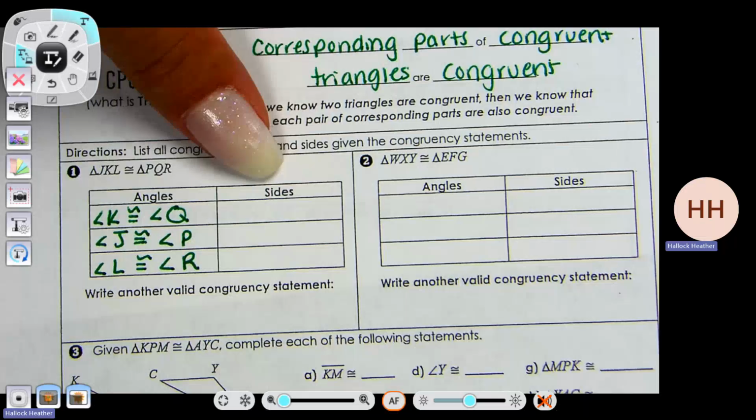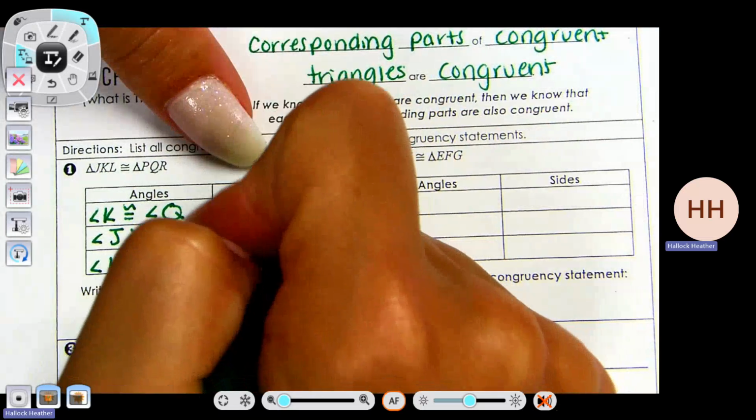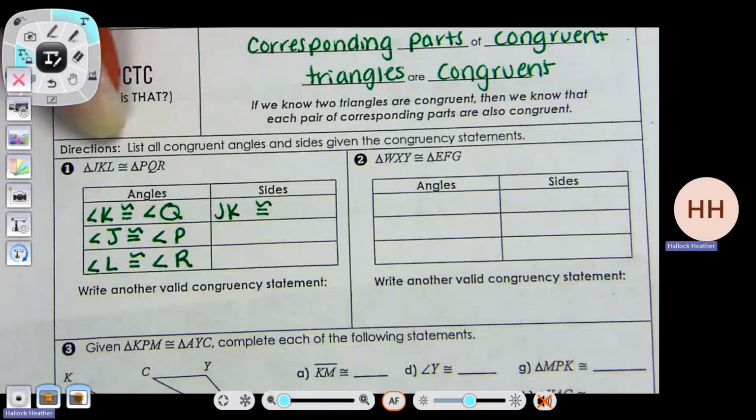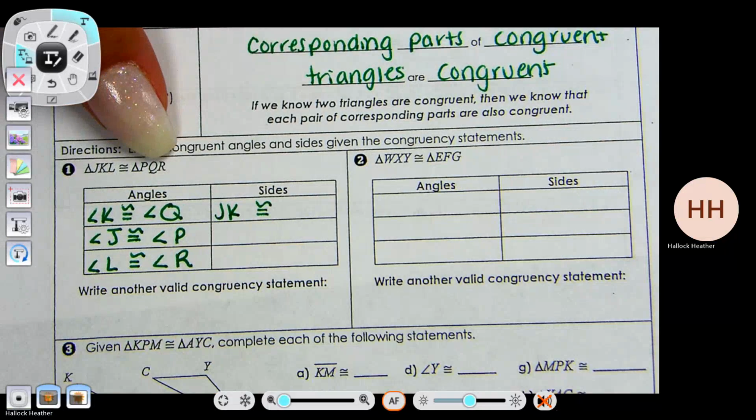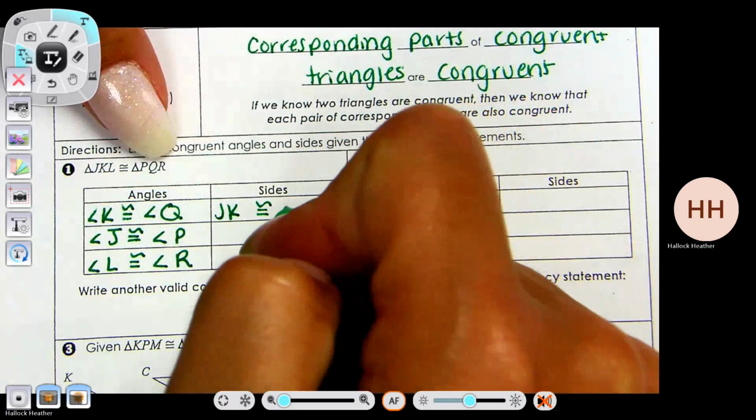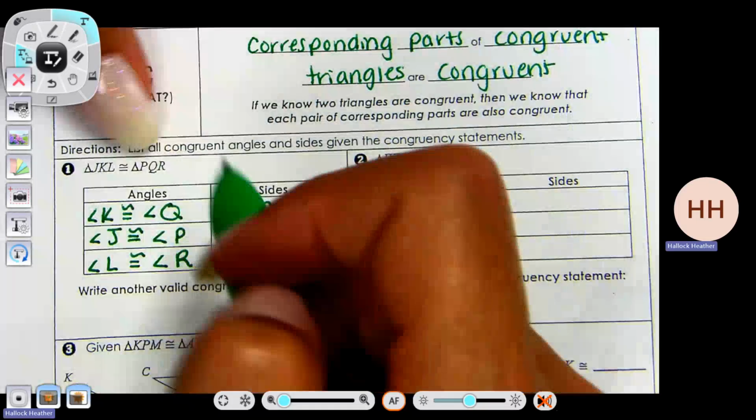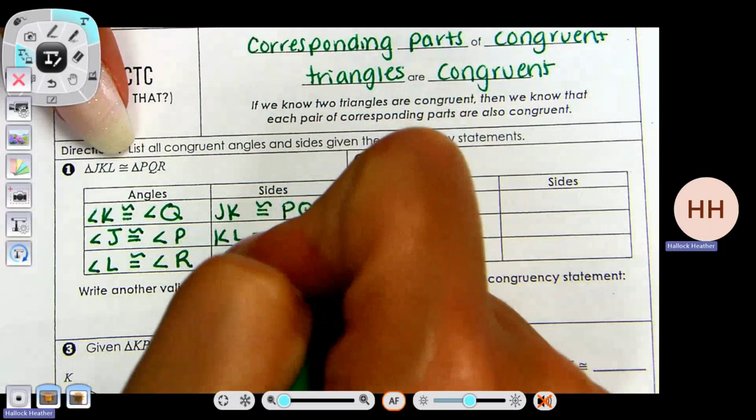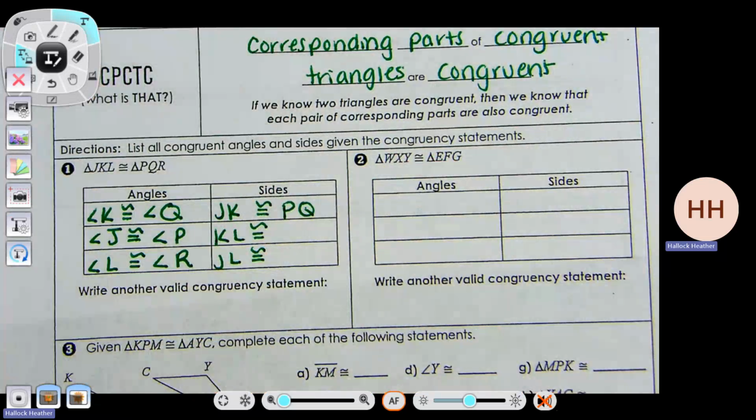When you're doing sides, sides represent a length, a distance between 2 points. So we have to use 2 letters for a side. So if I say JK, which is a side of a triangle, JK is the first 2 letters. So what does that match with in the other one? PQ. Okay, I'm going to write out the last 2 and then you can try them. We're going to say KL is congruent to something, and we're going to say JL is congruent to something. Try to figure out the last 2 sides to this triangle. Technically, you could write them in different orders.